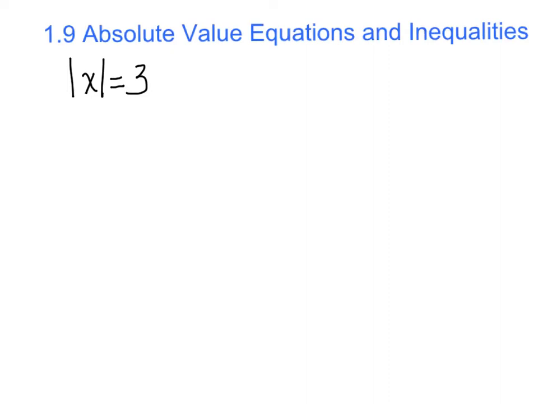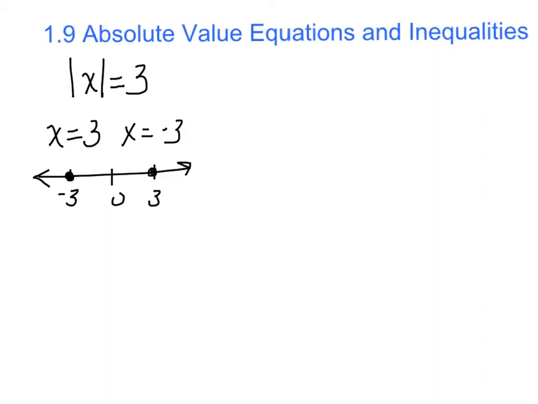So in this problem, let's just use our reasoning skills. The absolute value of what number, which in this case is x, is equal to 3? Well, it's going to be either 3 or negative 3, which on a number line would be represented by a dot on negative 3 and a dot on positive 3.